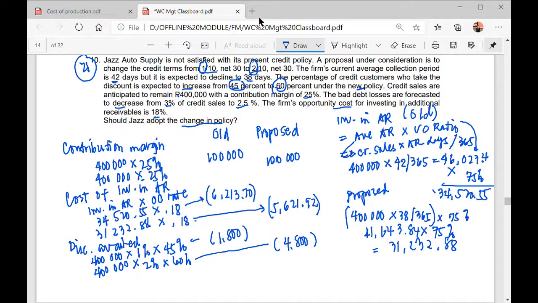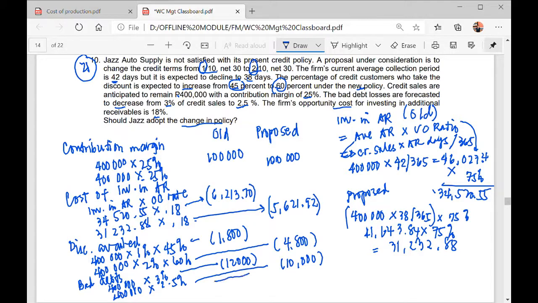Last one. Hiwi na kayo akong solution. Bad debts. Sa karaan, ingon siya, 3%, o niya sa bag-o mahimong 2.5. So asa man na magbase? So diri gihapon sa sales, 400,000 times 3%, o niya 400,000 times 2.5%. Okay, so pila man na siya? That's 12,000. And now that's the 10,000. Okay? So that's the last part.